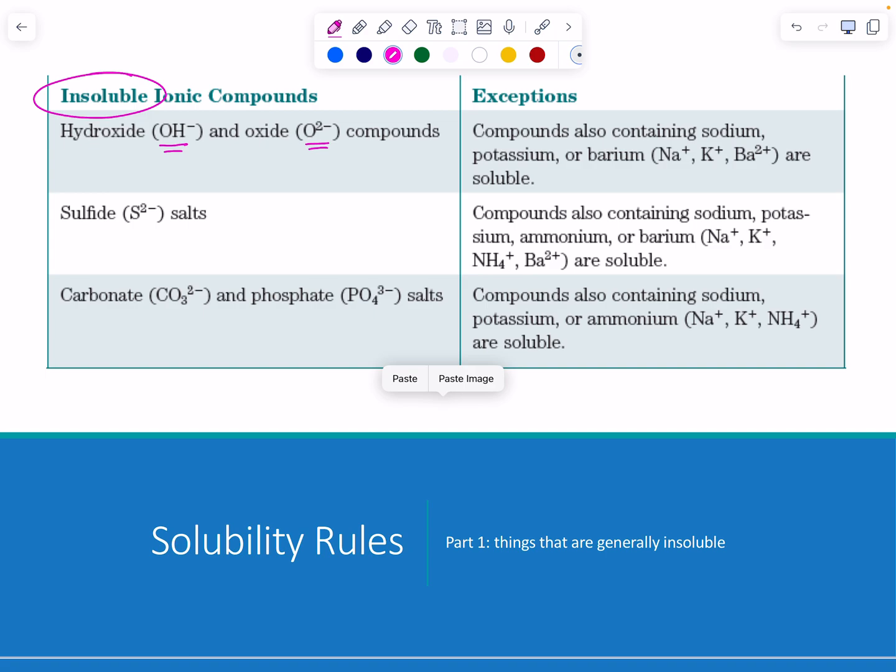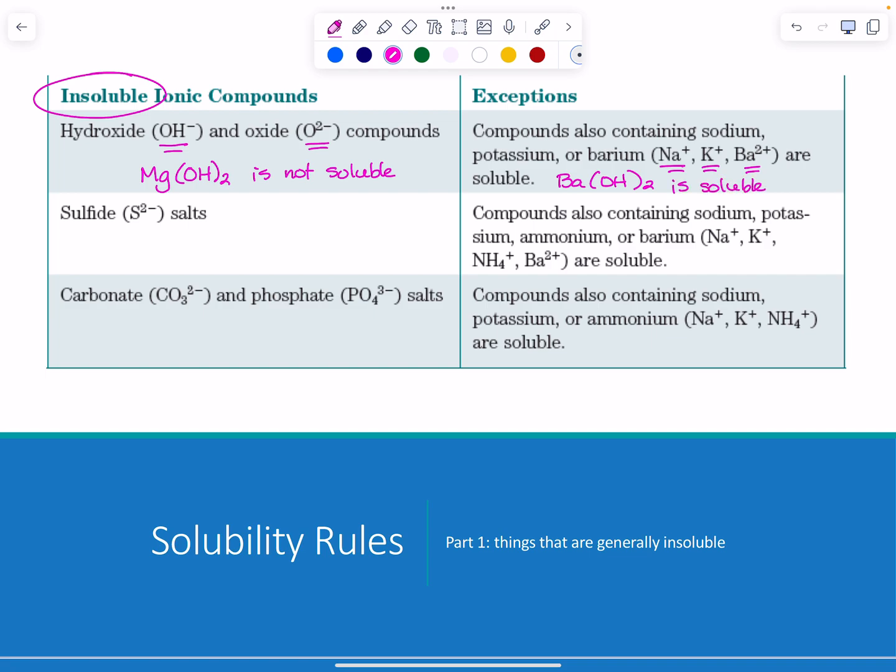So, for example, let's see, what can we make? Let's say magnesium. Magnesium forms a +2 ion, so magnesium hydroxide is not soluble. That's how we would read this chart. But our exceptions are if we have sodium, potassium, and barium. So barium hydroxide is soluble. It will dissolve.